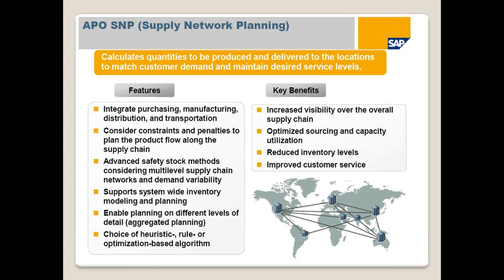You can do the priority planning, or you can run the normal MRP like in ECC, and you can do a global planning, cross-plant planning. So again, there are a lot of options in SNP. Basically, SNP is handling your planning, your distribution, and your transportation.